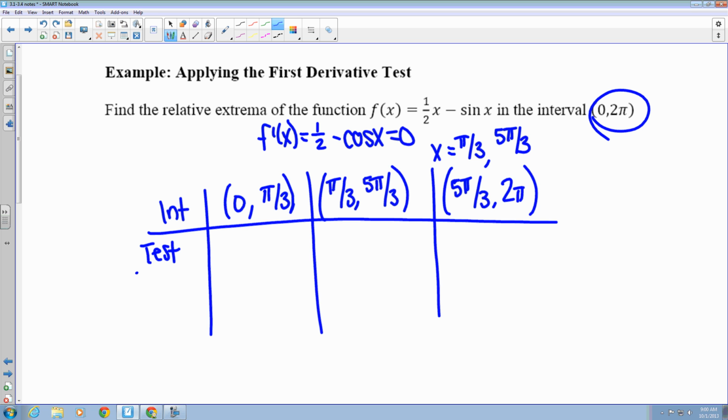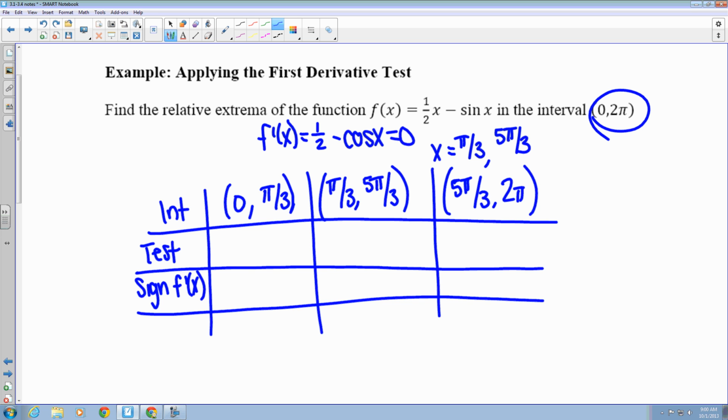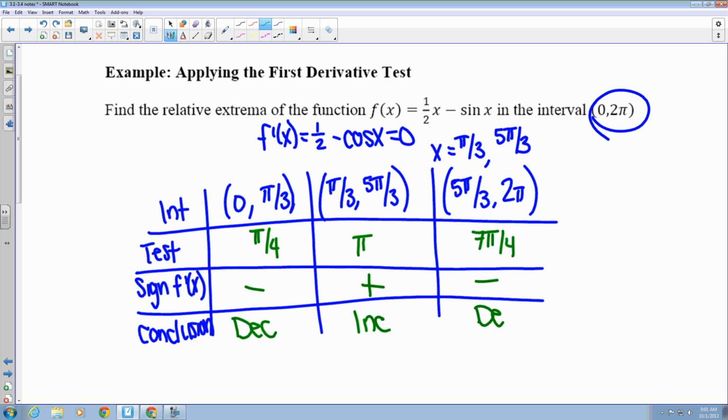Pick a test number. We want to know what our derivative sign is, and then we're going to make our conclusion. For test values, we'll do some nice trig numbers: pi over 4, pi, and 7 pi over 4. It's negative in the first box, positive in the second, and negative in the third. So we are decreasing, then increasing, then decreasing again.